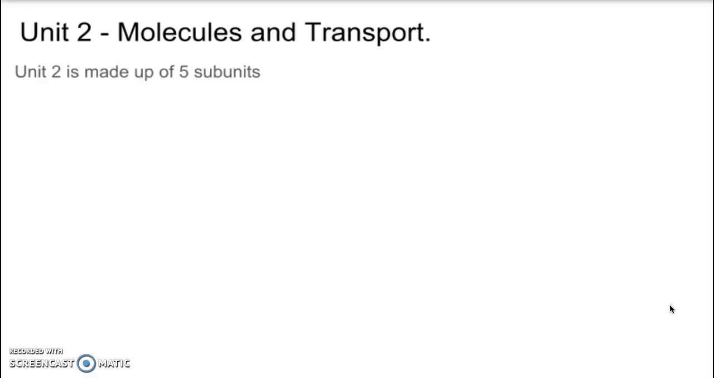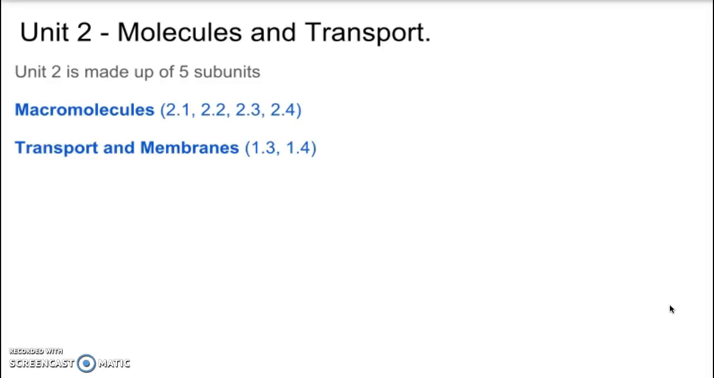Unit 2 is made up of 5 subunits. The first one is macromolecules, and this is looking at our carbohydrates, lipids, proteins, and nucleic acid, and it relates directly to 2.1, 2.2, 2.3, and 2.4. Then we're going to look at the structure of the cell membrane and different methods of transport that can be used in the cell. This relates to 1.3 and 1.4. Now this is the work that will probably take us up to Christmas, and we'll continue on after the break.